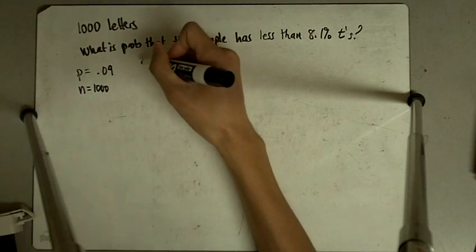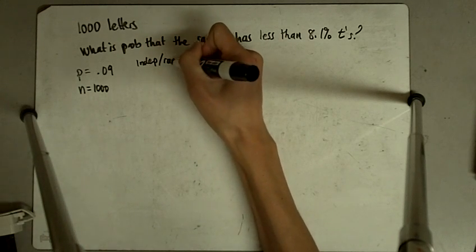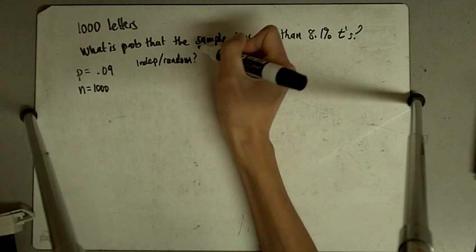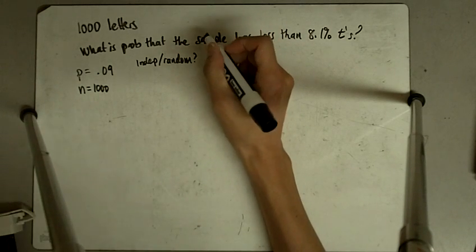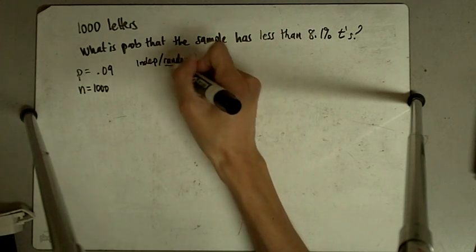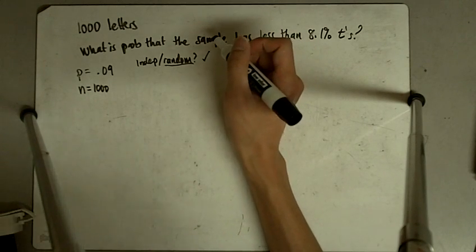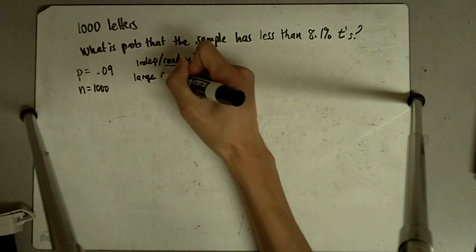Alright, so we want to check the conditions. Is this independent and random? It says a random sample of 1,000 letters, stated directly there in 730. So that works. Okay, random letters. And is this a large sample?